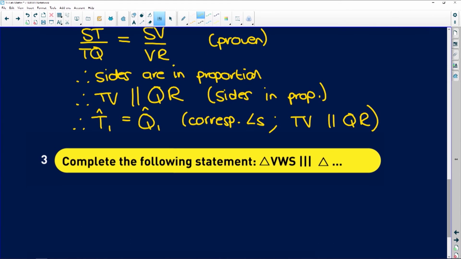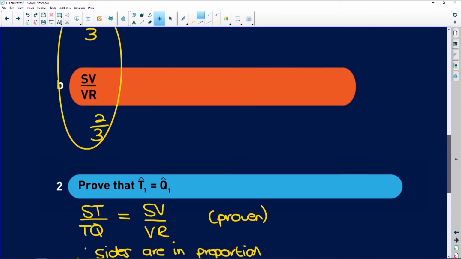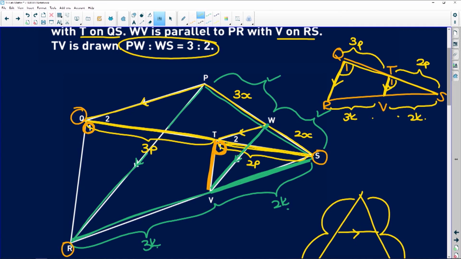Question 3 says, complete the following statement. Triangle VWS is similar to what triangle? VWS. Okay, VWS, let's try and get another color going. I'm going to go over it in white again. VWS is this little triangle here. Okay, so if you look, we've got parallel lines, so corresponding angles over there and corresponding angles over here.